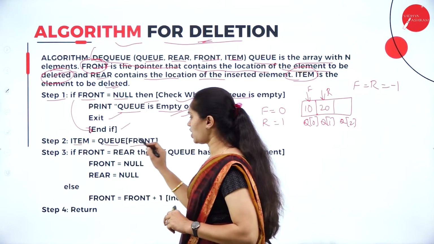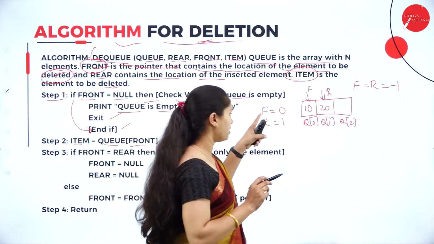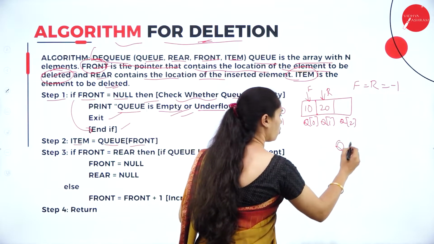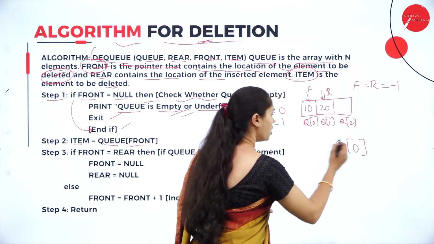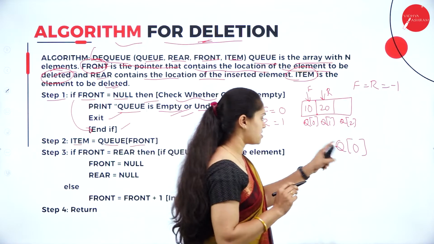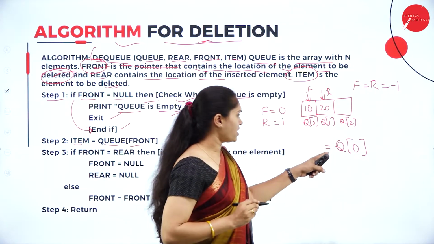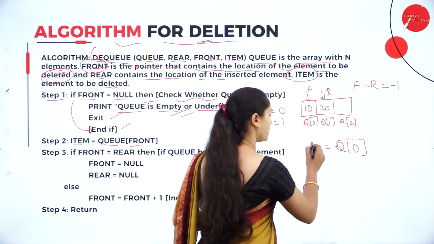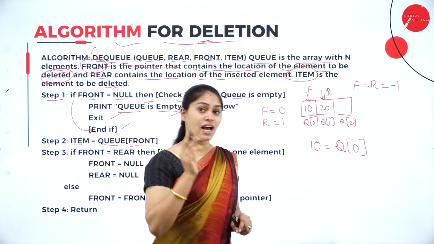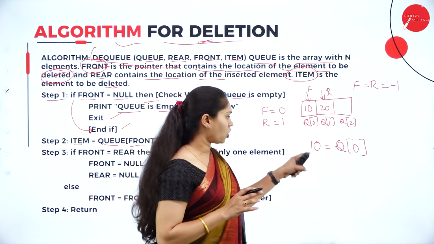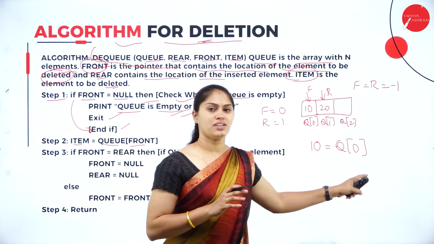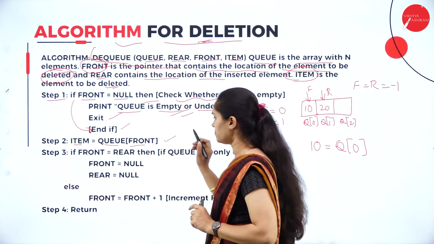So this Q of front, where do we have front now? That is 0. So Q of 0. Now front location is at the 0th position of Q. What is the item that we have there? That is 10. So now I want to delete an element called 10 which is at the location Q of 0. Fine.